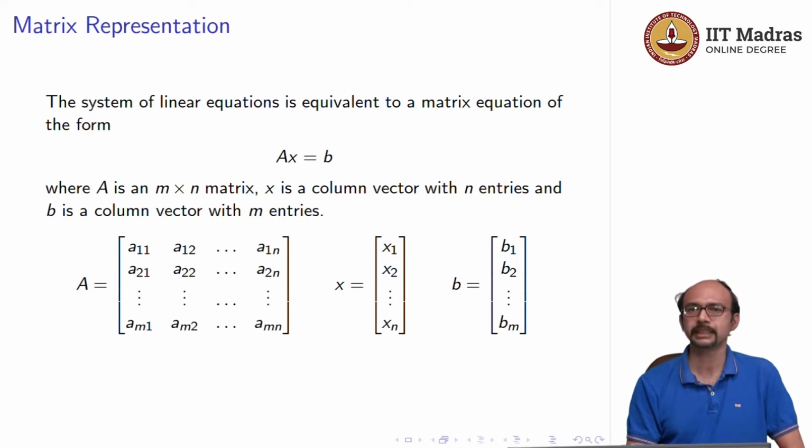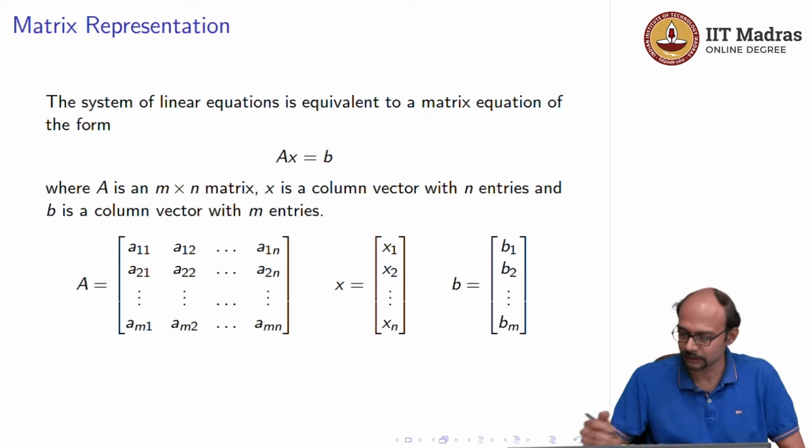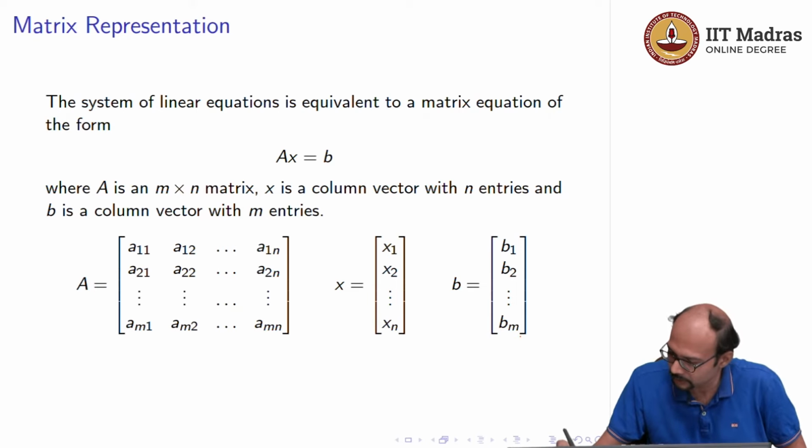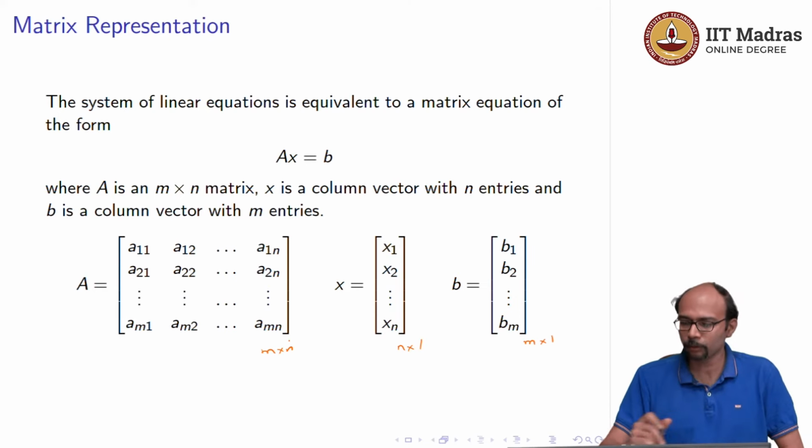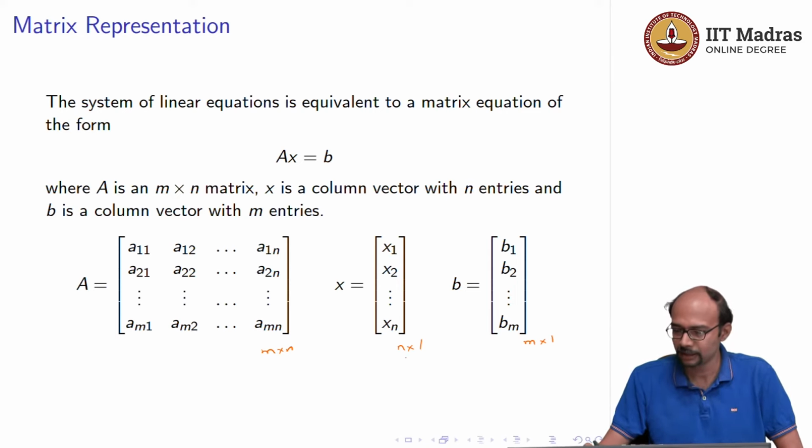And B is the set of constants. So it's again a column matrix consisting of the constants. So this is an m by 1 matrix. This is n by 1 and this is m by n. Now if we multiply these, first of all let's ask, does it make sense? Indeed, this is m by n and this is n by 1. So it makes sense to multiply these, and whatever the product is, it will be of size m by 1.